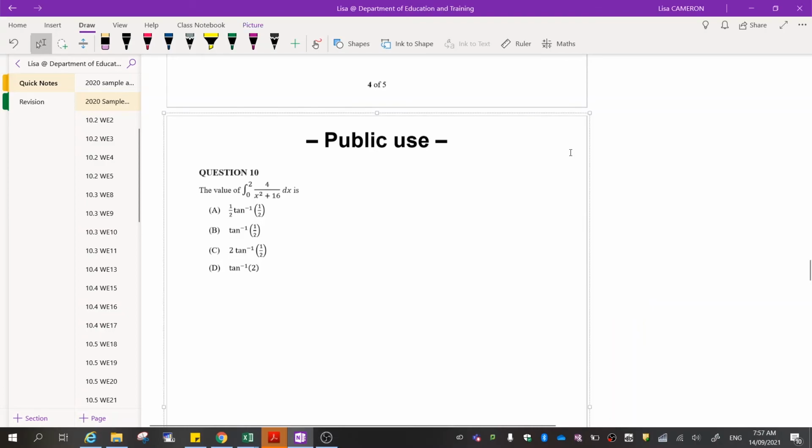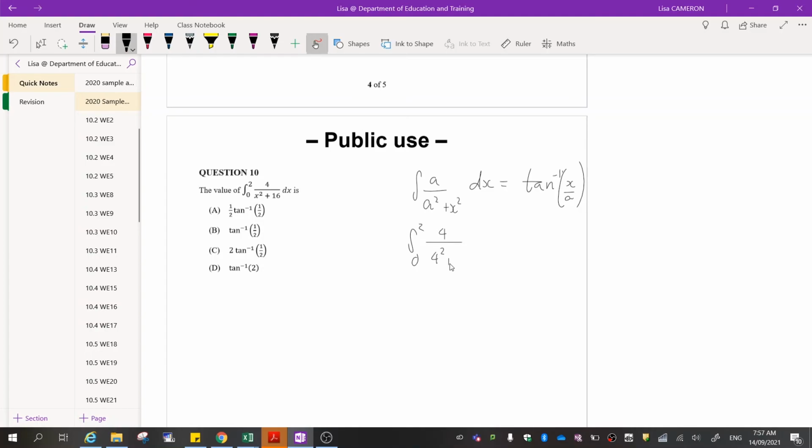Okay, so if I look in my little formula booklet here at the formulas that I've got, I can see that there's something that's quite similar to this. The formula that we're going to be using for this is the integral of A over a squared plus x squared, with respect to dx, is equal to inverse tan x over a. Now in this case here, I can see that if I rewrite this, I can write it as 4 over 4 squared plus x squared, meaning that in this case a is equal to 4.